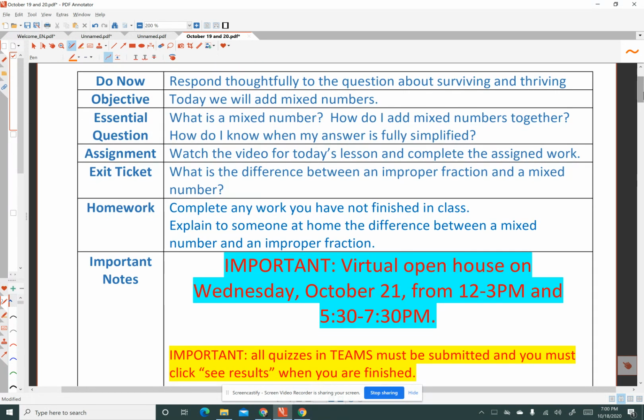So for our do now, we will have a question that asks us to think about the difference between surviving and thriving. And I want you to think about that and write about that. Our objective for today is we will add mixed numbers, and we'll talk about what those are. Our essential question: what is a mixed number, and how do we add mixed numbers together? Also, kind of a bonus, how do we know when our answers are fully simplified?